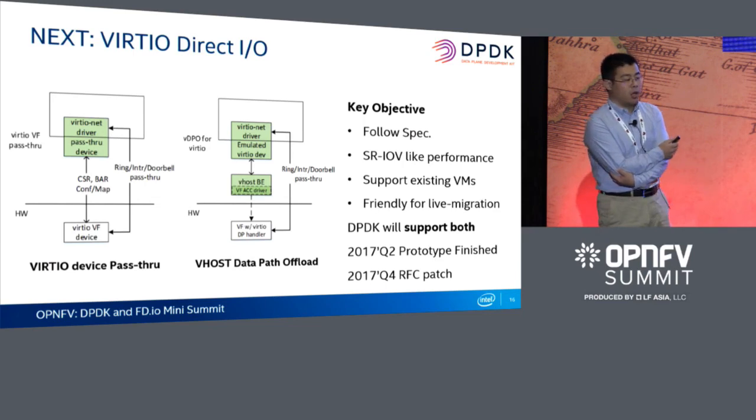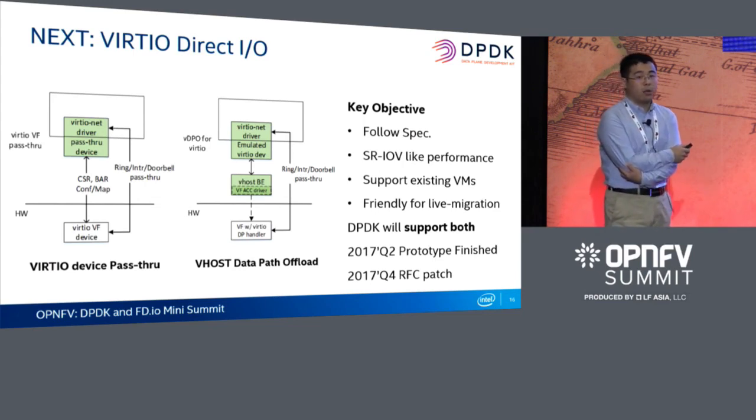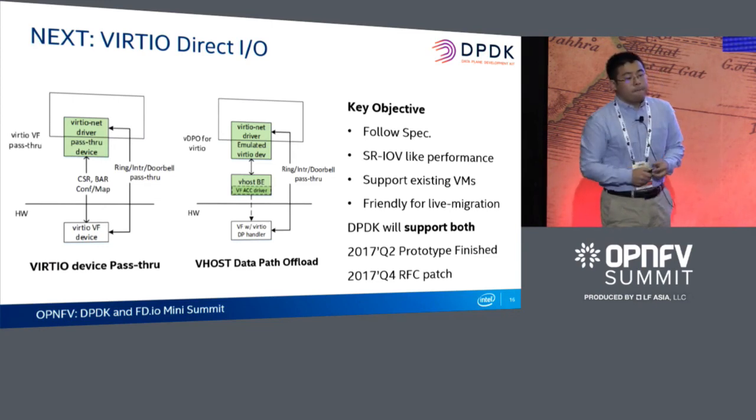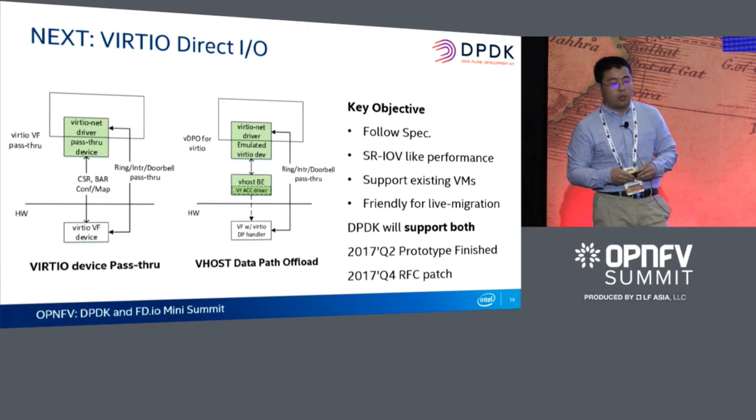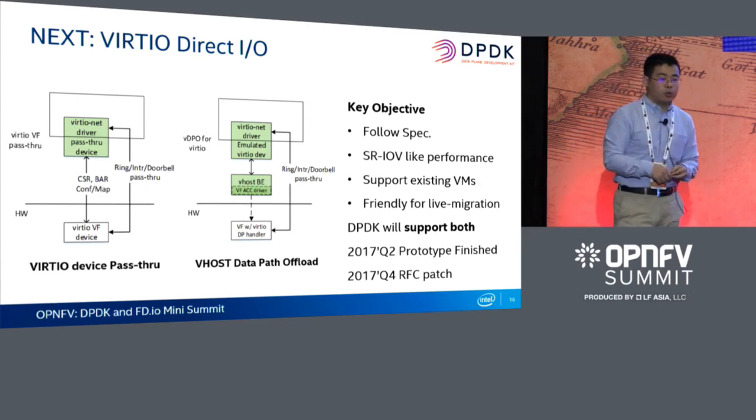So if your hardware data path can access that ring, which is shared memory, you can DMA it, you can do the same approach based on that ring, and that works. So DPDK will go into support both. No matter whether vendors provide a virtio hardware device, or just have their data path acceleration and keep using their emulated device, DPDK will support both.